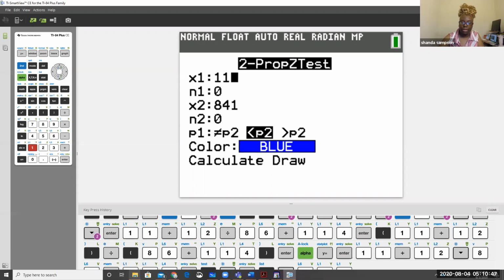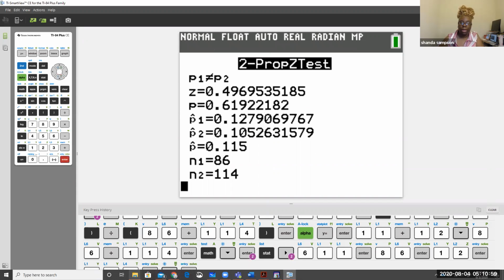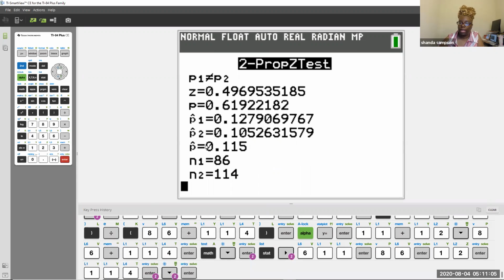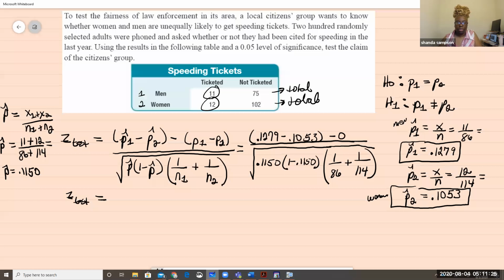I think 11, 86, 12, 114. It was equal to, and then let's see about calculating this. Okay, and we can see our P1 and P2 are correct, and our P hat 1 and P hat 2 are correct, and our P hat is correct. All right, so you figured it out and then it's correct. So now we need our z-score, which is 2 decimal places, so that's going to be 0.50. So your z-test statistic is 0.50.